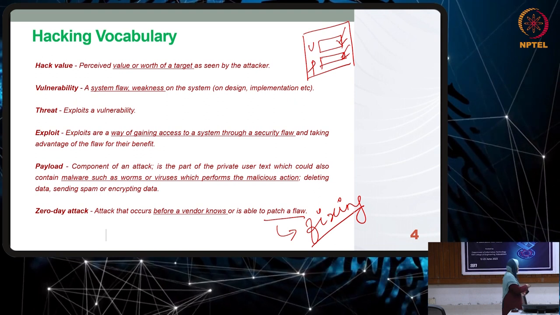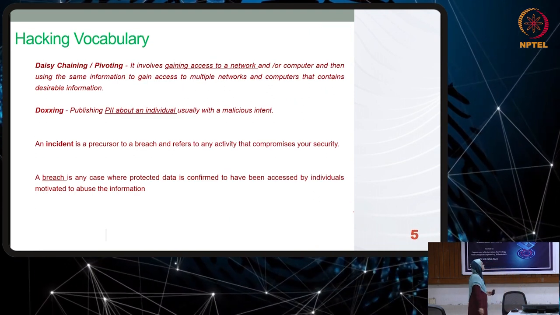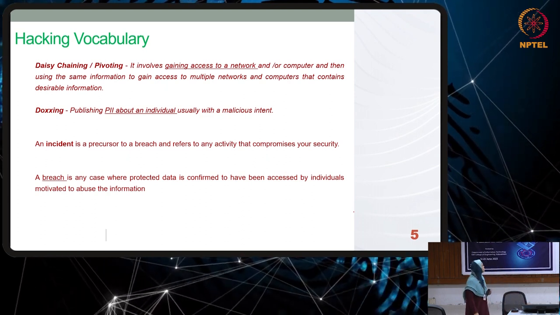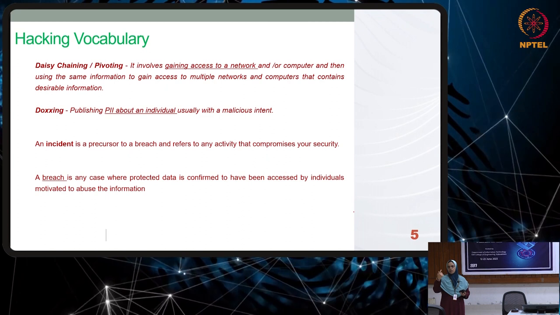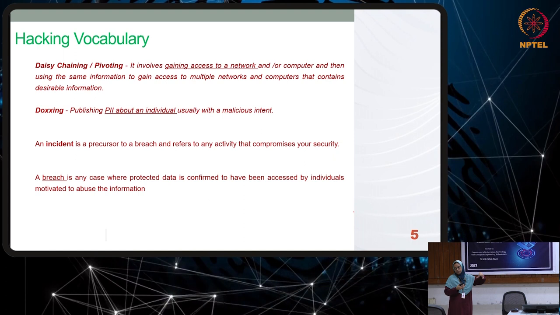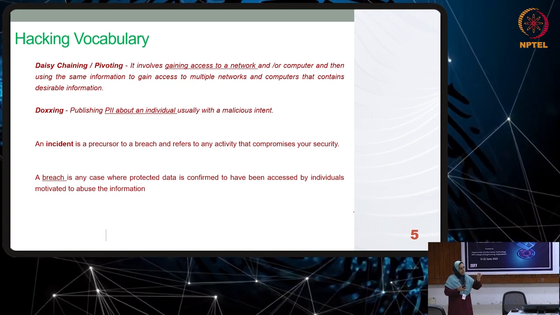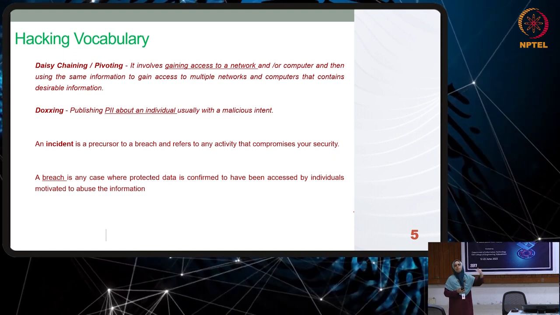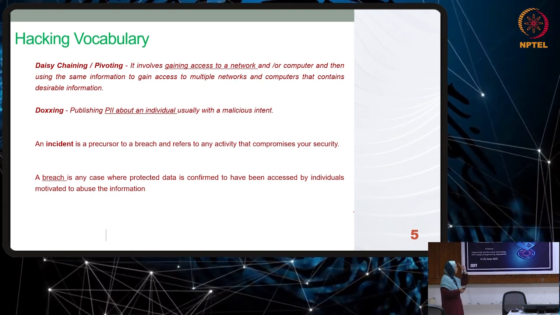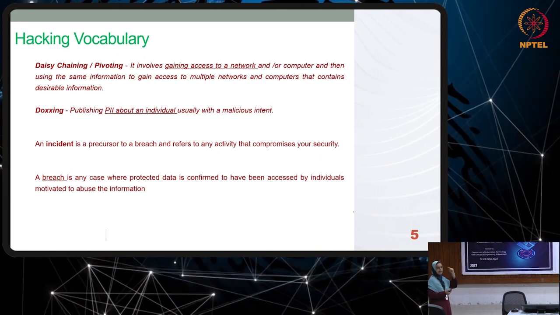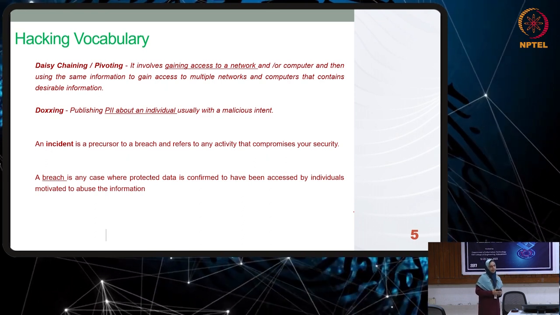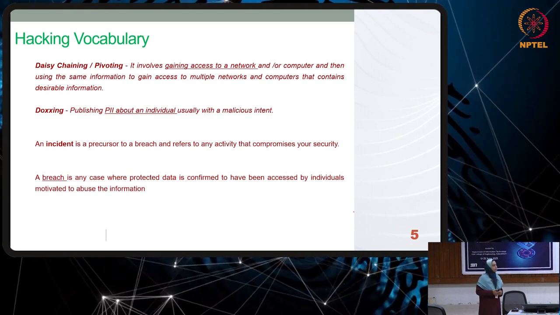So we will quickly move on to the other vocabulary, called daisy chaining, also known as pivoting. You gain access to a network. You get access to a network, and from that, you try to get access to multiple other networks. That's called daisy chaining, right? So from one network, I get access to multiple networks. That's called daisy chaining. It's also called pivoting, right?